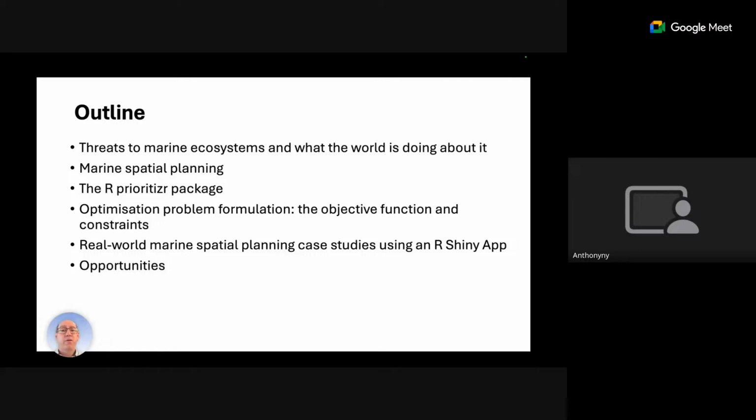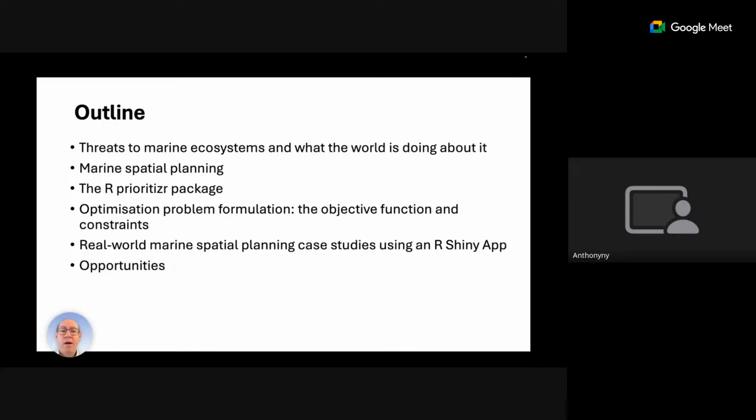Okay, so a quick outline. I'm going to talk about the threats to marine ecosystems and what we're doing about it globally. I'll explain what marine spatial planning is. I'm going to talk about R. There's a prioritizr package that we use to run the optimization. I'll talk about the problem formulation, the objective function and constraints a bit. And then the second half will be about real world marine spatial planning case studies.